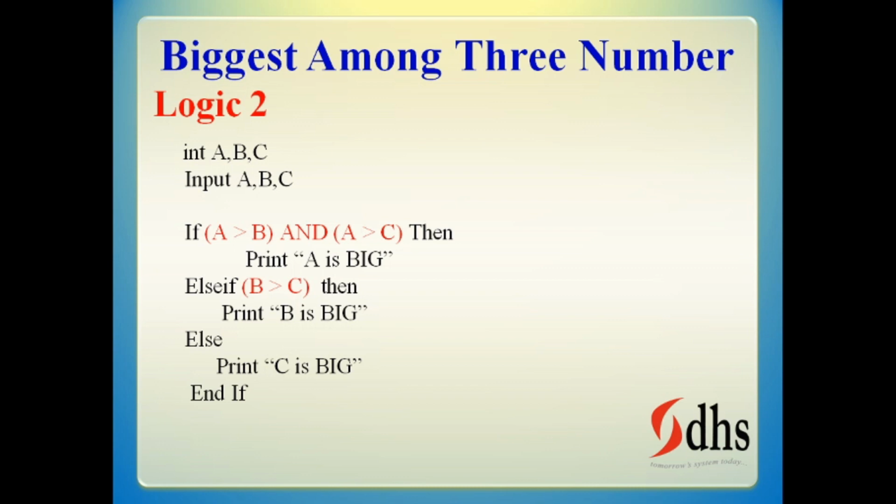Why do we have to consider A again? So we go with an else if. If B is greater than C, then print B is big. Else, C is big. That's all, no? So that is another logic.